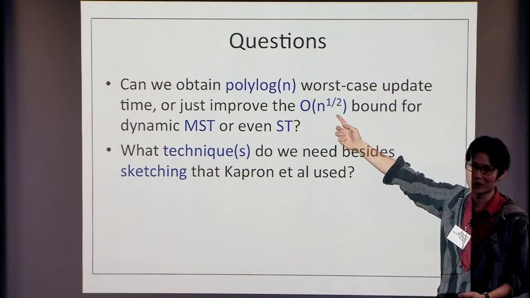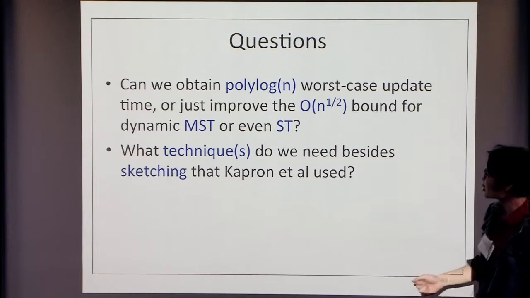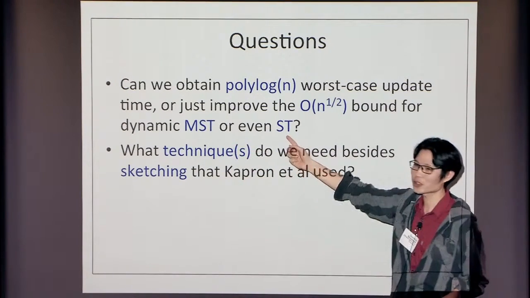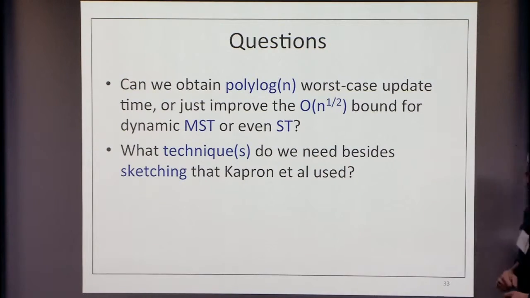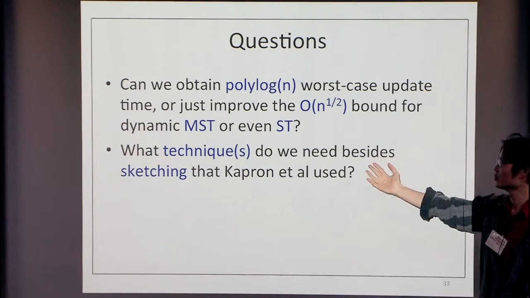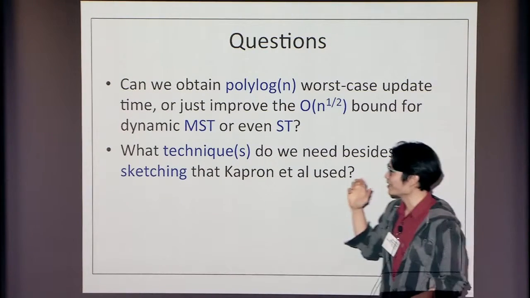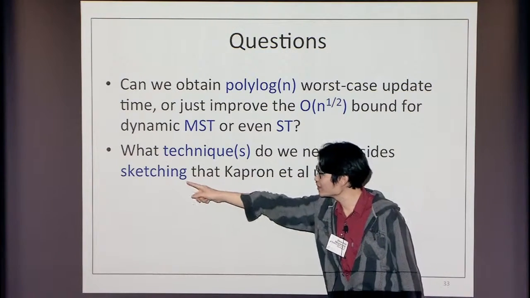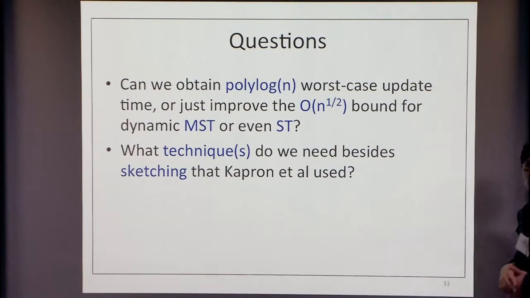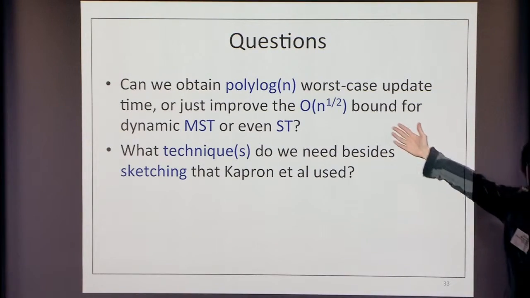Fredrickson from 30 years ago? And it's not just for dynamic MST, but even for the spanning tree problem. And of course, if you want to break this, we have to know what techniques we need to solve the problem. And I guess one technique that we probably need is the sketching techniques, which were used for the connectivity problem by King, by Kapron et al. And of course, can we prove lower bounds instead if we don't think that this is possible?